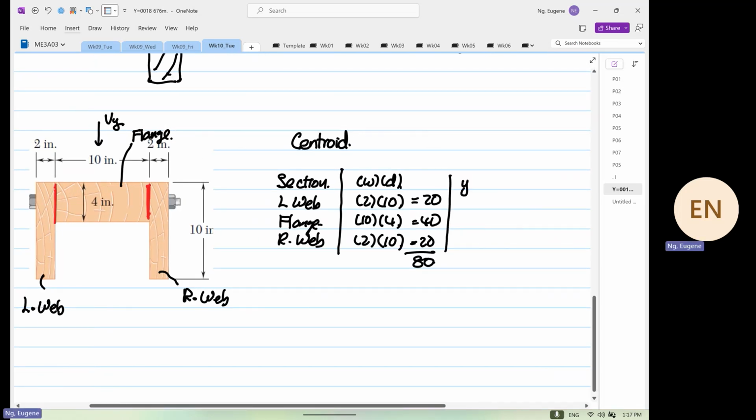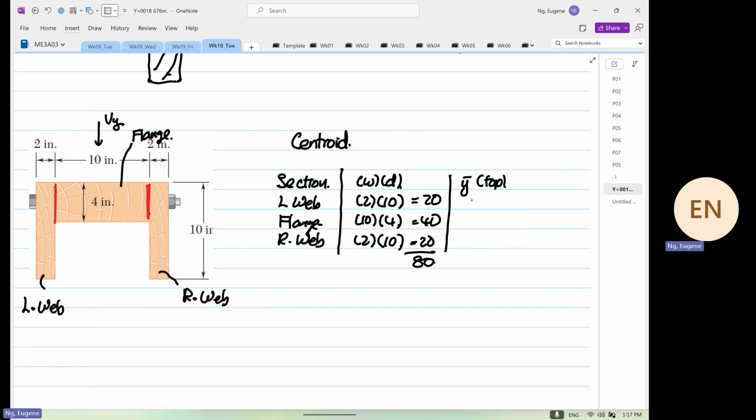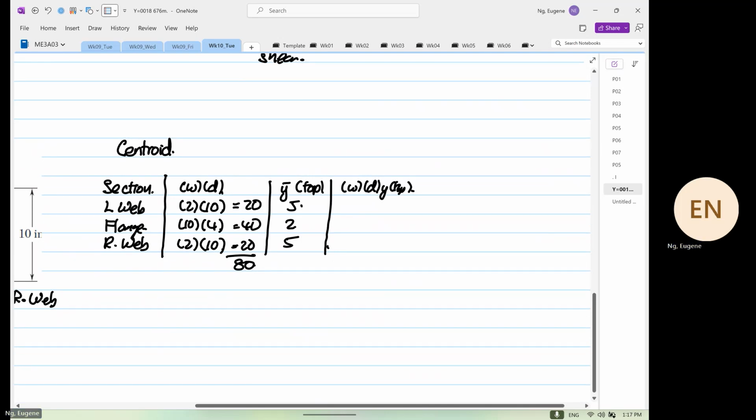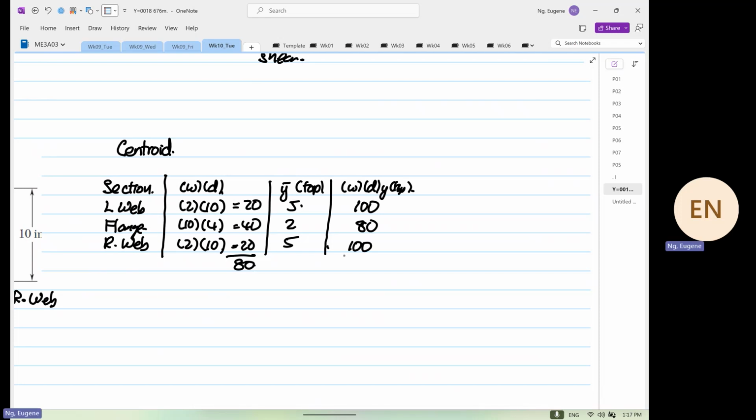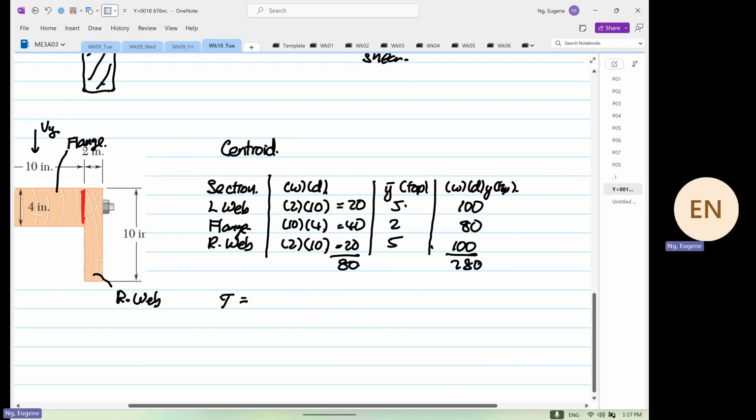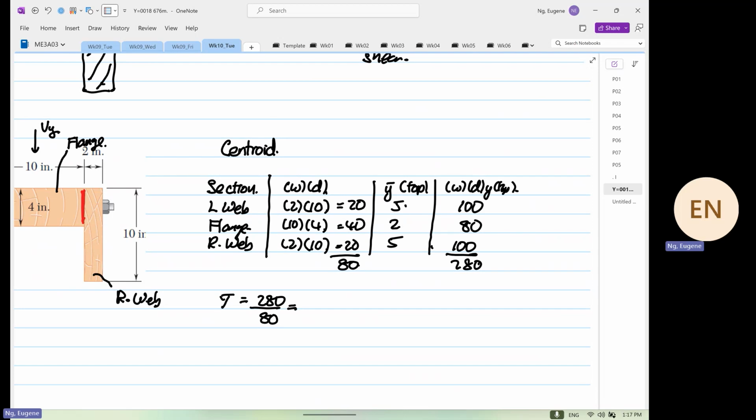Then you do the Y bar from the top. Some of you in your term test, I realize that you are using this technique, which is good. Some of you are not. I'm fine with that. And then you have your W, D, Y top. So this will be equal to 100, 100, and 80. This is 280. So your Y bar is equal to 280 divided by 80, so it's 3.5.